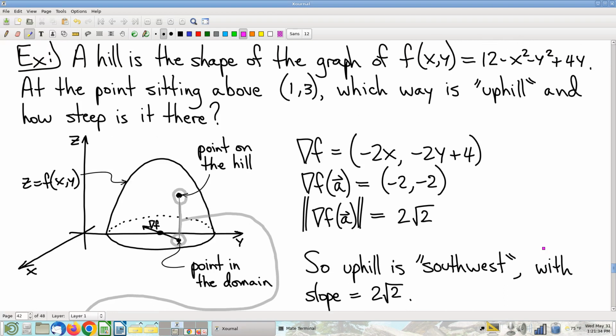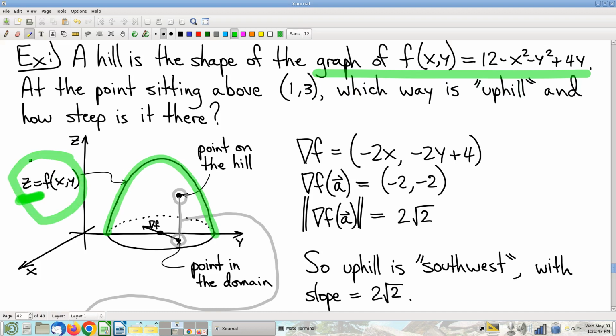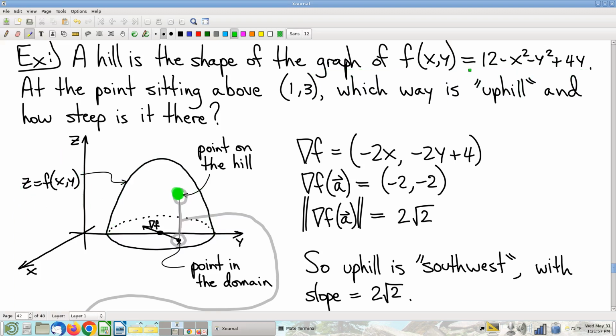Okay, a little example. Suppose you are on the side of a hill. The hill is in the shape of a graph. Keep in mind what a graph is. Z is the value of the function and all that. Very important, of course. So here you're on the graph at a particular point. You are in particular at a point on that graph that's sitting above 1, 3. So 1, 3 is the point in the domain, you might say. And of course you are in three-dimensional space, sitting above that.